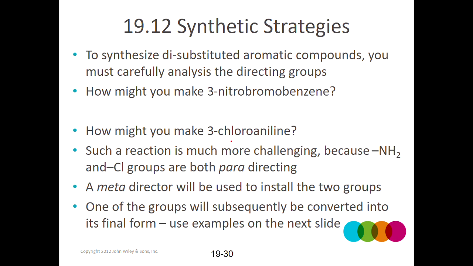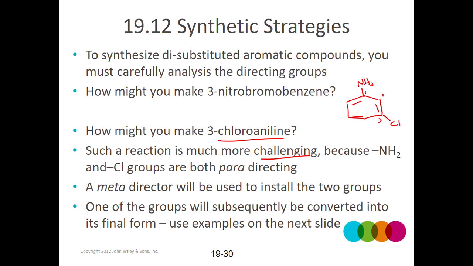how to make 3-chloroaniline. So aniline implies you have an NH2 group at carbon 1. So if I count to 3, put a chloro on carbon 3. This is the compound I'm trying to make. Well, this is a little bit more challenging because both of these groups are ortho-para directors.